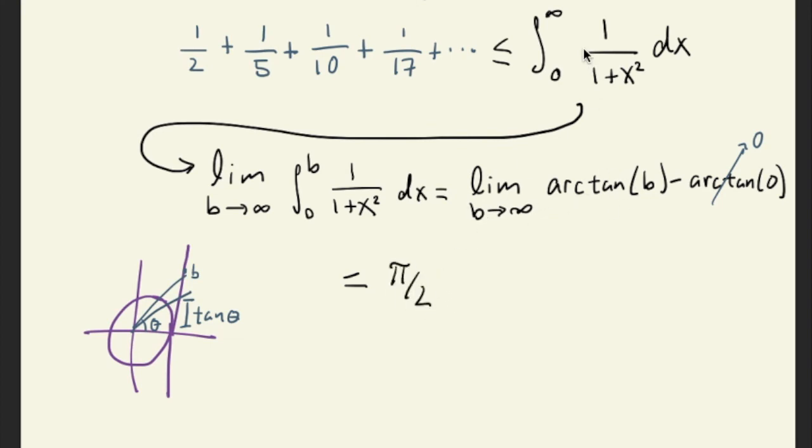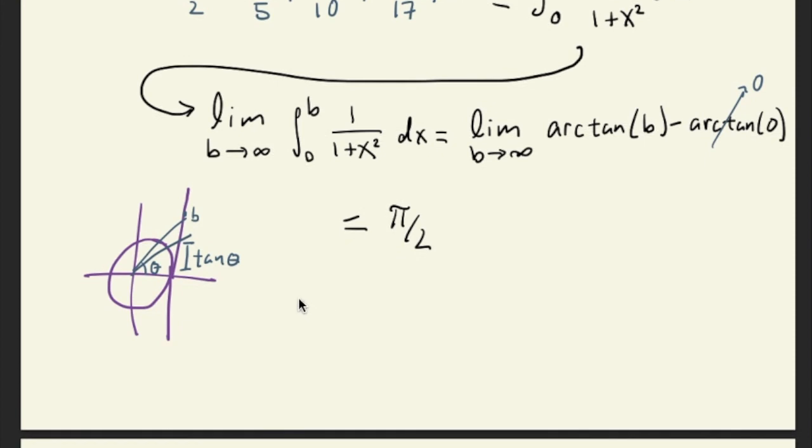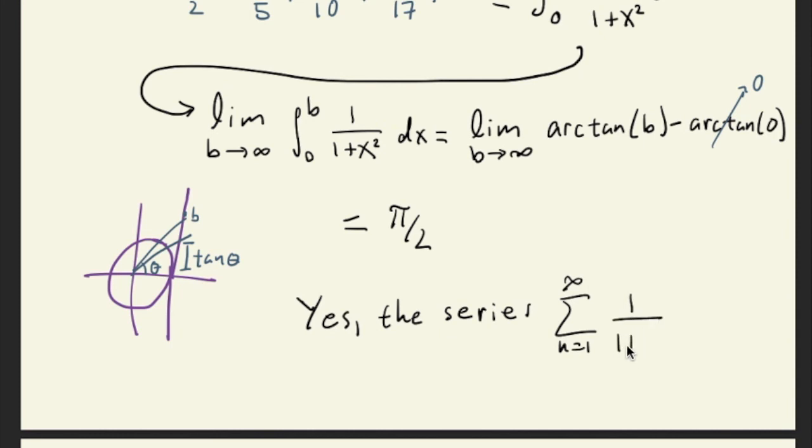The important thing is, there you go, this integral is finite, so this series must converge. So yes, the series sum for n equals 1 to infinity of 1 over 1 plus n squared converges.